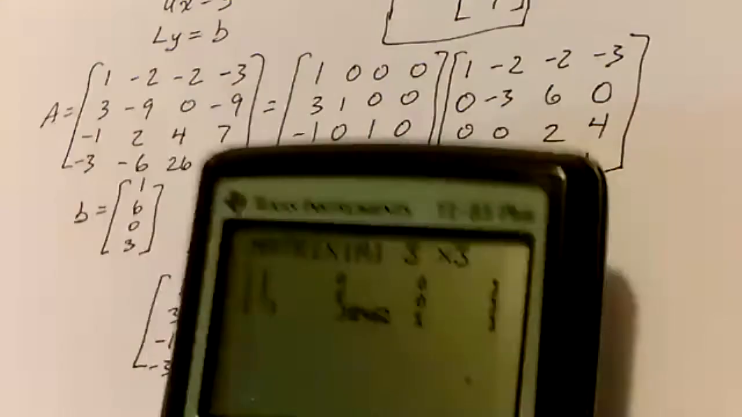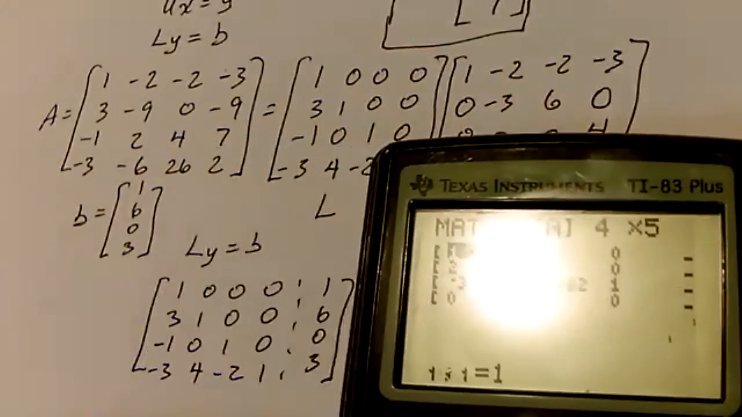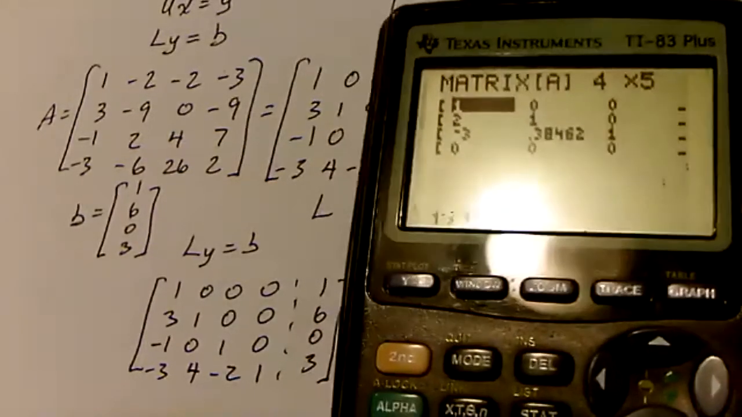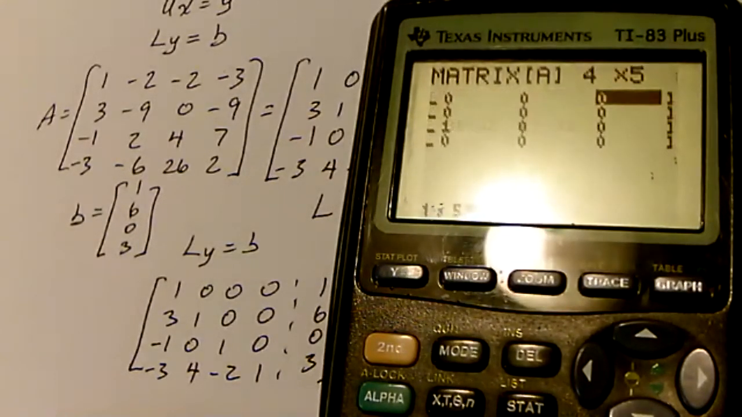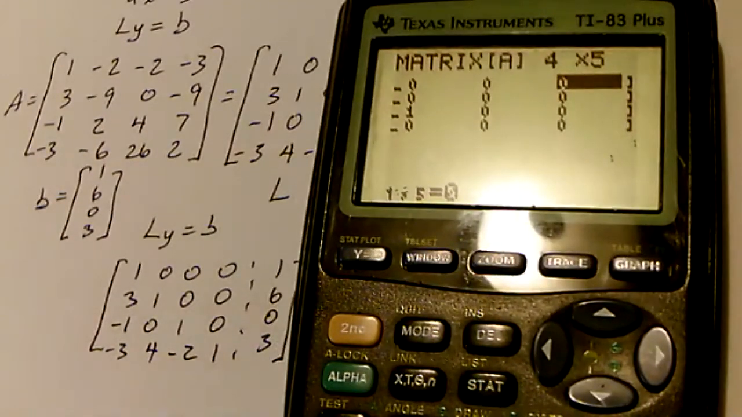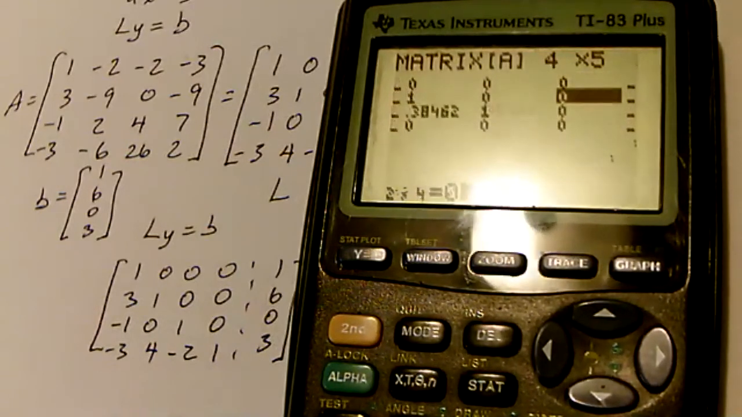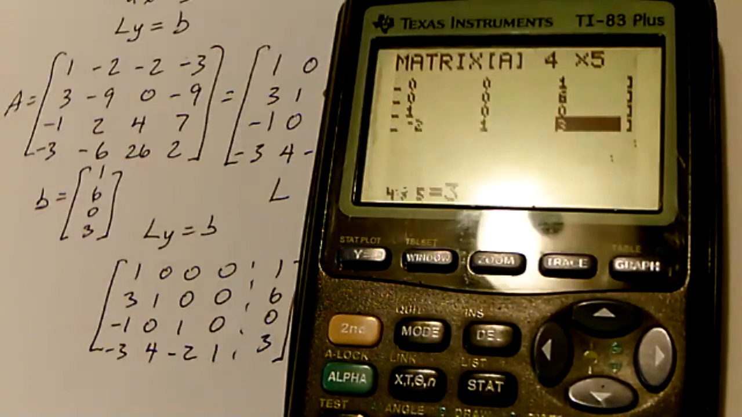So take out your calculator. I'm going to do a 4 by 5 matrix. Trying to get everything out of the glare. So I've got 1 0 0 0. There we go, that's better. I get 1 in the last column. Second row, 3 1 0 0 6. Third row, negative 1 0 1 0 0. Negative 3 4 negative 2 1 3.